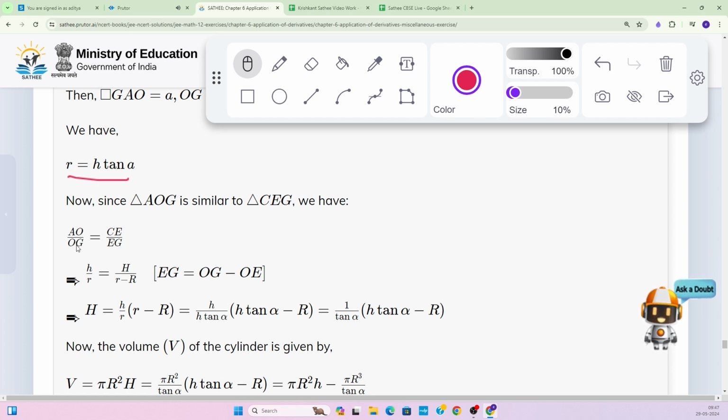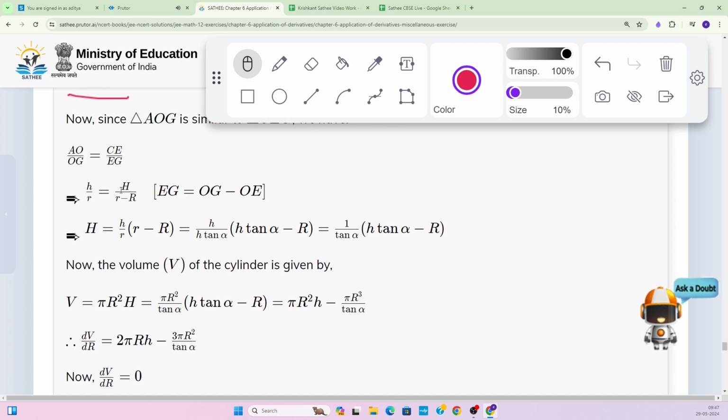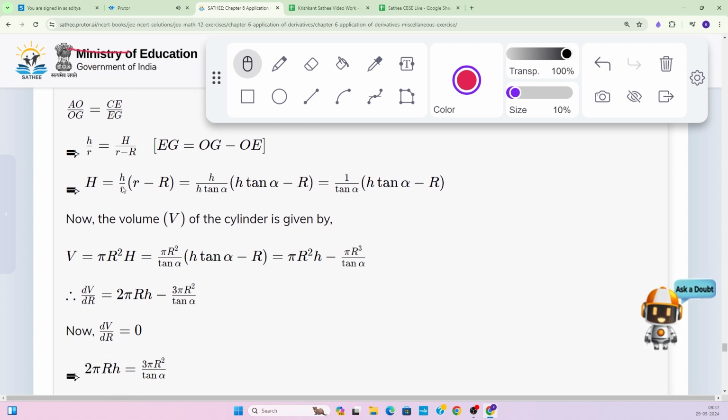Okay, this means AO divided by OG will be the same as CE divided by EG. This means small h divided by small r is equal to capital H divided by small r minus capital R. Now capital H will be small h divided by small r multiplied by small r minus capital R. So replacing the small r in terms of h and tan alpha, you will have h divided by h tan alpha. h will be cancelled, you are only left with 1 by tan alpha multiplied by h tan alpha minus capital R.